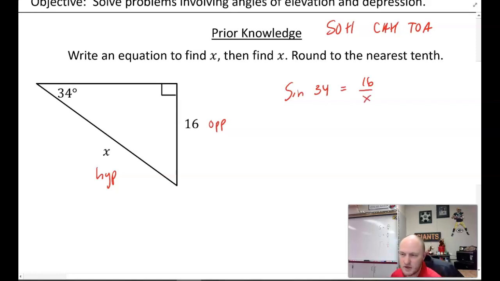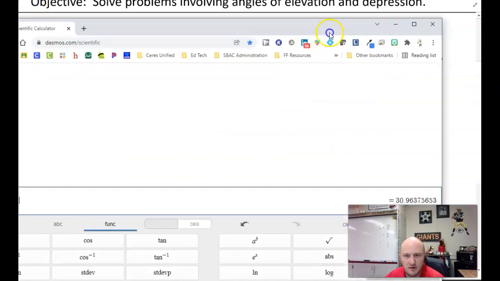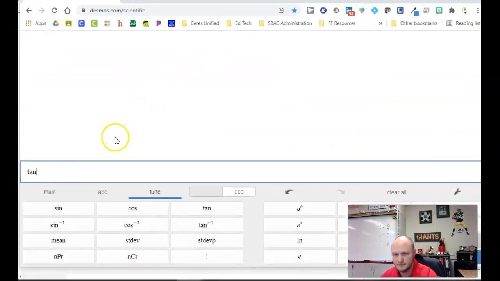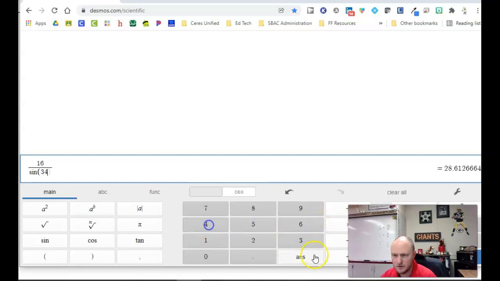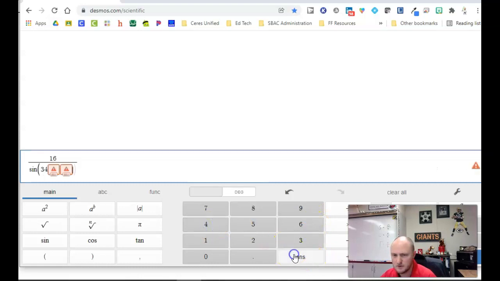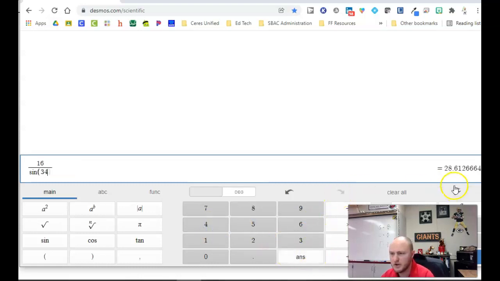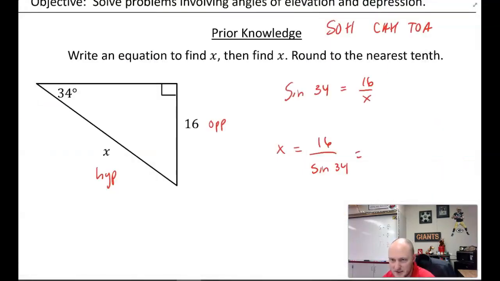There is your equation. And then solving it, you should have gotten x is equal to 16 over sine of 34, which if we calculate that, 16 divided by sine of 34, about 28.6. 28.6 is x. All right.